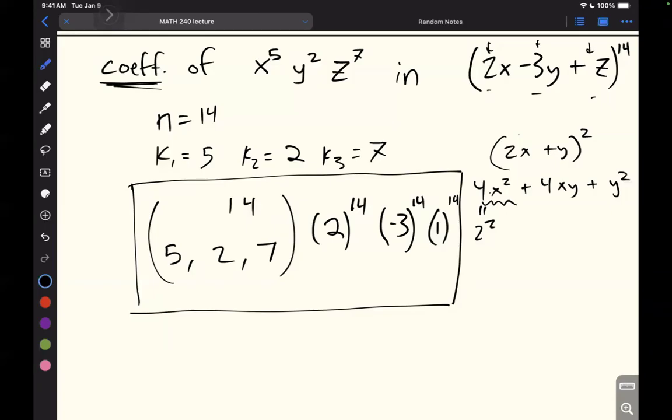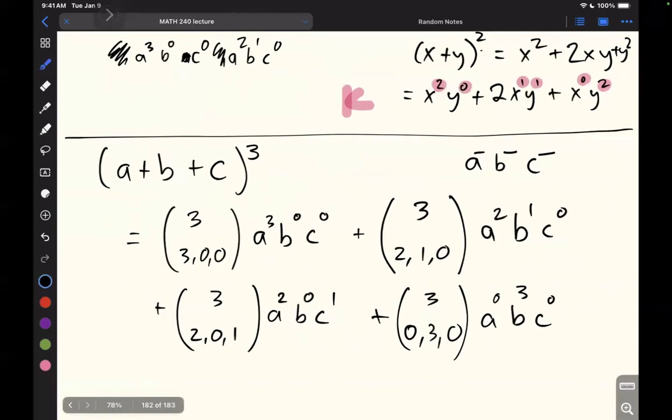Does the bottom always have to add up to the top, or is it just so happen that it's always been the way? 5 plus 2 plus 7. Yes, they do, because if we look at these terms, 3 plus 0 plus 0 is 3. 2 plus 1 plus 0 is 3. And so this is just a property of multinomials when you expand it out. Other questions?